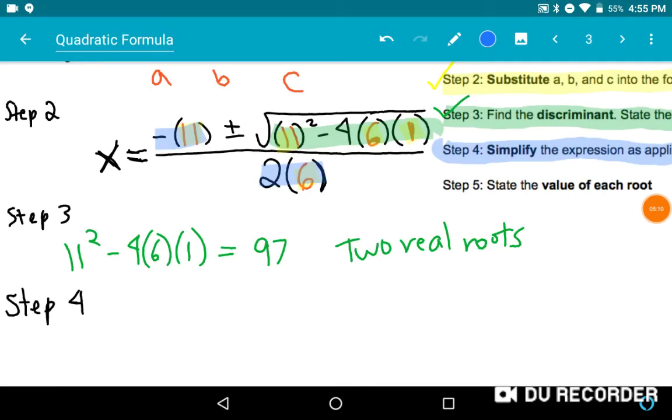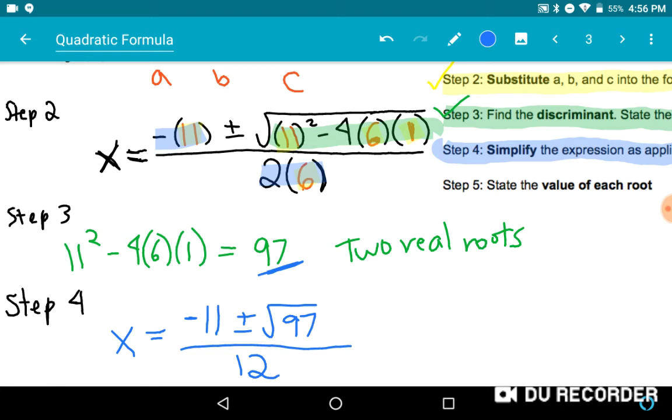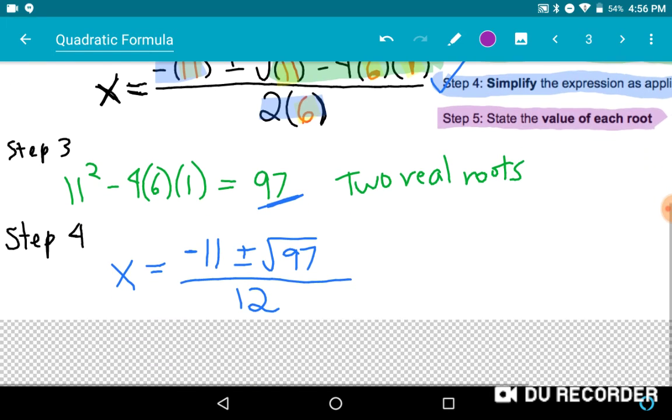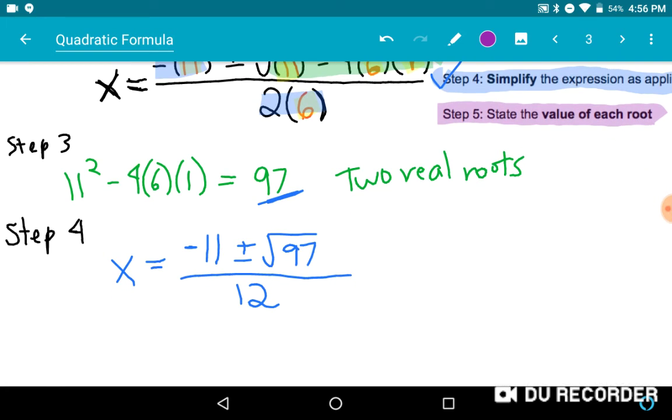So x equals negative 11, that's that first blue part, plus or minus the square root of 97, we got that from here, all over 12, because 2 times 6 is 12. Step 4 is done. Step 5 is to state the value of each root. So we're pretty much good on this one because we already have everything simplified.